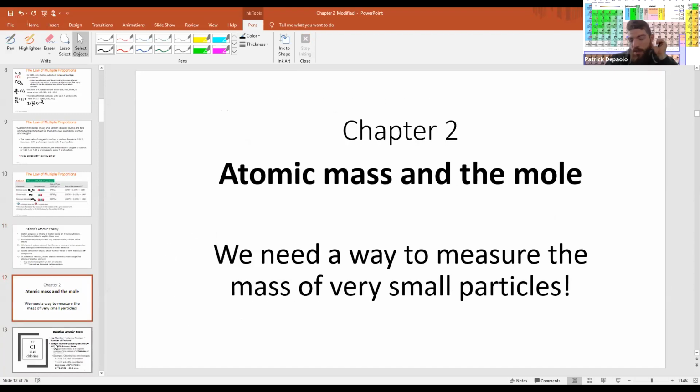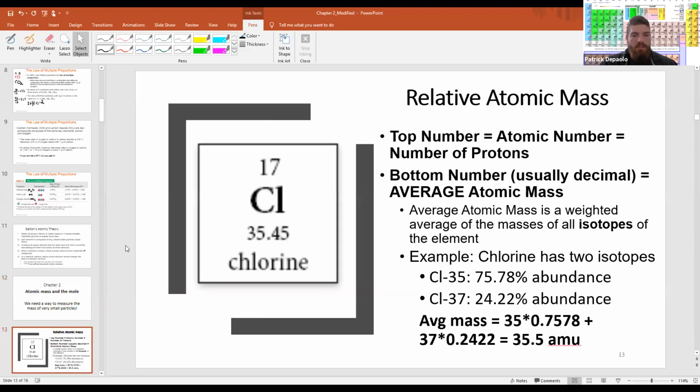Okay, so now we're going to talk about the mole. Or are there any questions up to now? No? Okay. So now we're going to talk about atomic mass and the mole. All right, so atomic mass is not too hard. And it basically is written on the periodic table. And the mole, let's try to understand this.